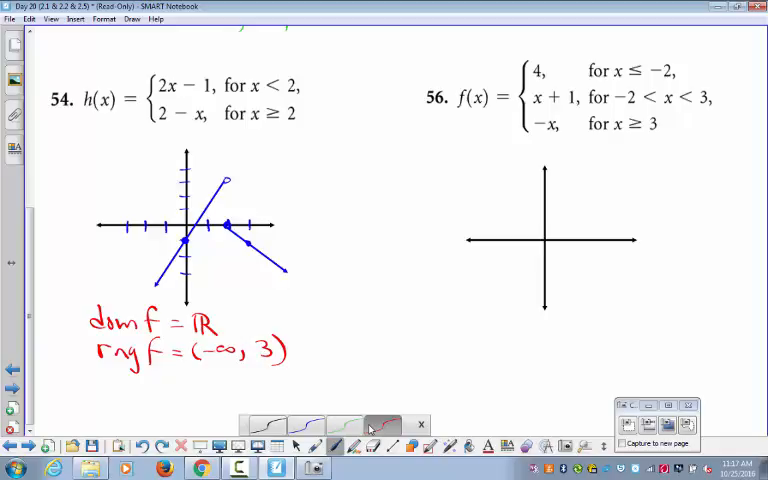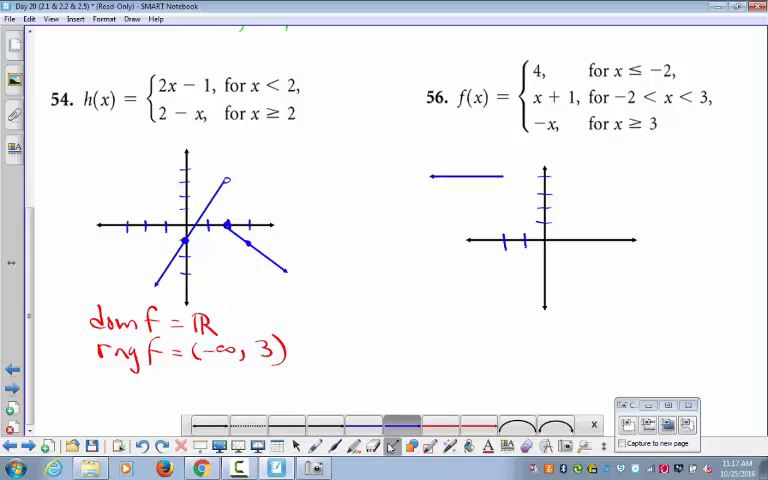All right, so this last one here, we have that y is constant, y is 4, when x is less than or equal to -2. So for that one, here we do get this constant ray. So -2, 4. That should look like that. And we're including the point at -2, 4. So that's the first piece up there.